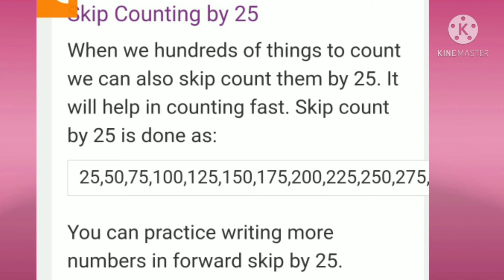That means 25 plus 25, 50. 50 plus 25, 75. 75 plus 25, 100. 100 plus 25, 125. 125 plus 25, 150. 150 plus 25, 175. 175 plus 25, 200. 225, 250, 275, and so on. You can practice writing more numbers going forward, skipping by 25.